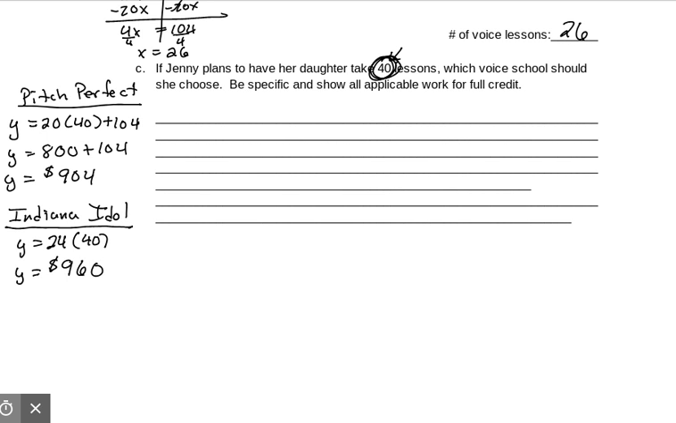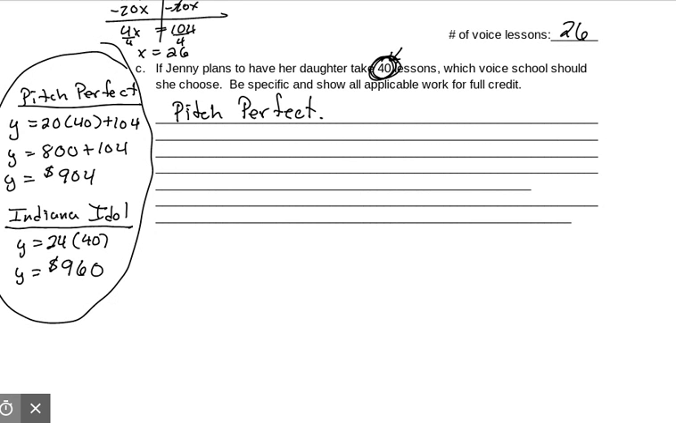So in my explanation, these are some of the things that you should hit on. Number one, make sure that you choose Pitch Perfect. Number two, make sure you explain what you did in this part, and make sure you explain it thoroughly. So you want to make sure that you talk about how you substituted 40 in for X in both of your equations so that you could compare their costs. That is a key part.